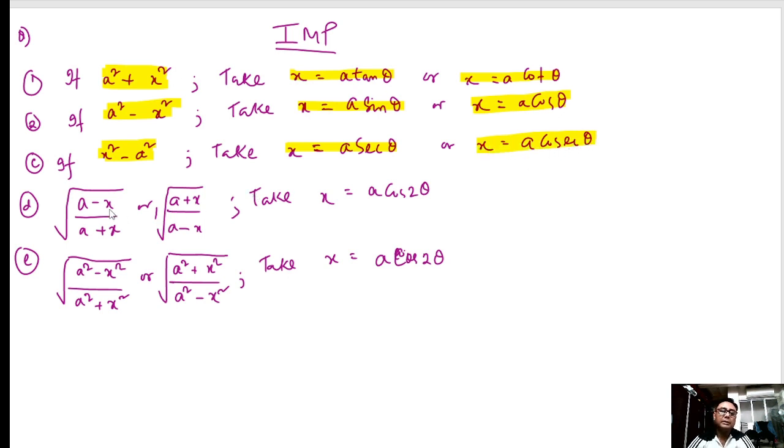And if this format is given, take x equal to a cos 2 theta, and if this format is given, take x equal to a cos 2 theta. So these are the same things. Please note these very carefully, because these are the applications. If you know these, you will be able to do the sums very fast. So that is one advantage of knowing these tricks. Next, let us see the applications.